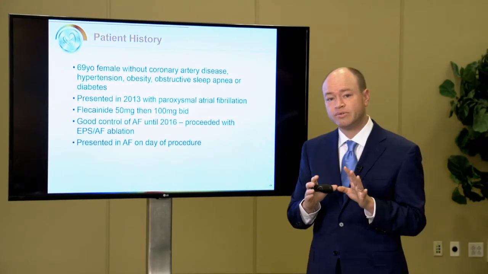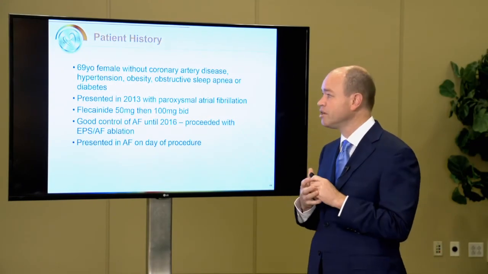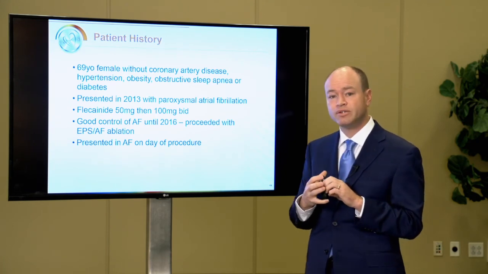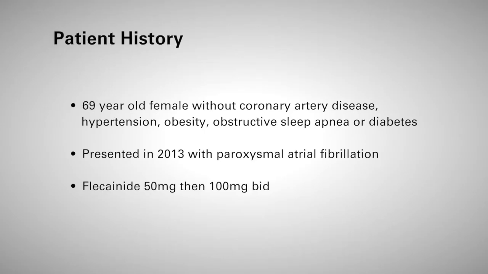The third case I'd like to present is some fascinating research that I've been working on in terms of mapping atrial fibrillation with ripple. This is a case of a 69-year-old female who had no standard risk factors for atrial fibrillation. She had no coronary artery disease as well, no hypertension, obesity, sleep apnea, or diabetes.